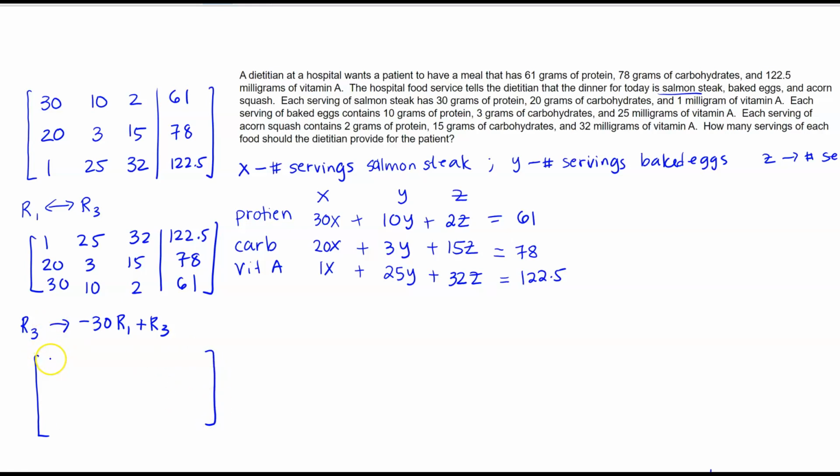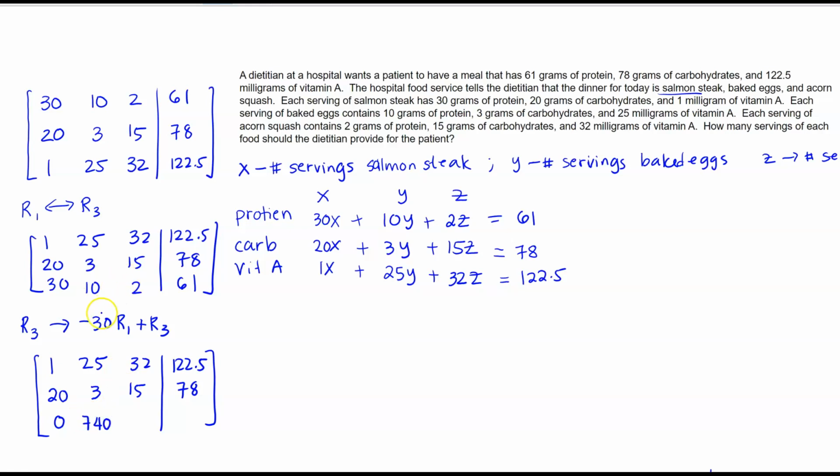So copy row 1, 25, 32, 122.5. Then copy row 2, 23, 15, 78. Now replace R3 by this. So negative 30 times 1 is negative 30. Add that to 30, that's just 0. And then plug this into your calculator. Negative 30 times 25 plus 10. That should give you negative 740.